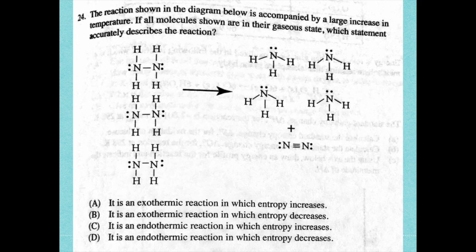Finally, for 24, it says the reaction shown in the diagram below is accompanied by a large increase in temperature, meaning it is exothermic. If all molecules shown are in the gaseous state, which statement accurately describes the reaction? So we know it's exothermic, so we can get rid of C and D.